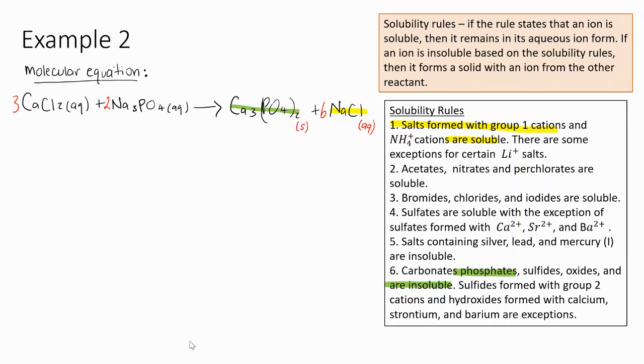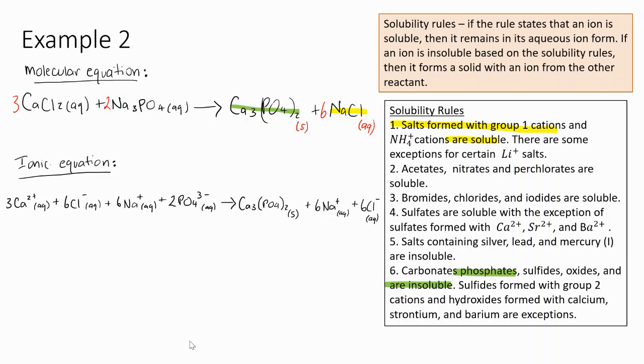Just note that although we had a phosphate in our reactants, it was a salt with a group 1 cation, so it still applied to that first rule, so it was soluble rather than insoluble. Okay, now we can write the ionic equation.